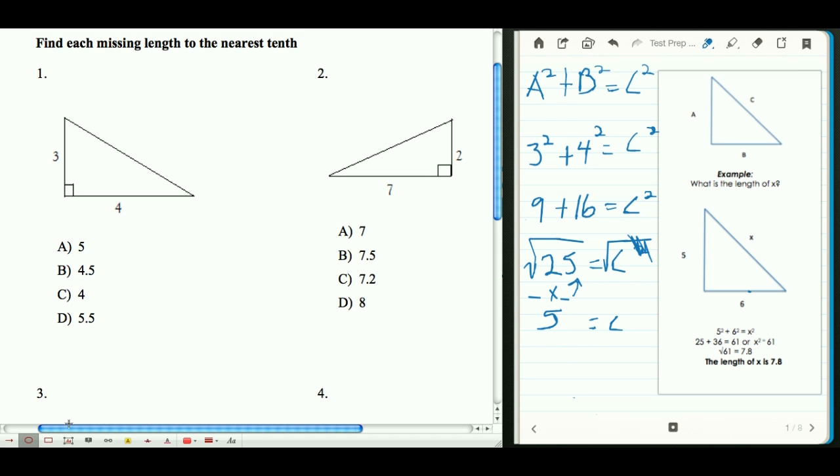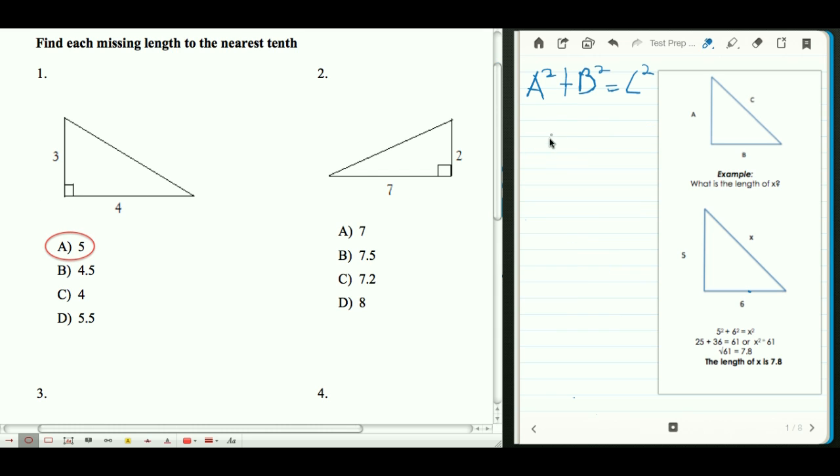Okay, so that means our answer for number 1 is A. Let's look at number 2. Okay, number 2, side A is going to be 2 squared, side B is going to be 7 squared, and we don't know what side C is, so it's going to be c squared. We can just leave it as c. In this example we have it as x. It's not really a huge deal as long as you know we're solving for that side.